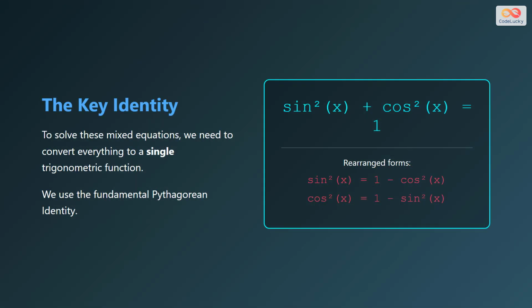The key to solving these problems is the Pythagorean identity. This fundamental rule states that sine squared x plus cosine squared x equals 1. By rearranging this identity, we can express sine squared in terms of cosine squared or vice versa. This allows us to rewrite our equation using only one type of trigonometric function.